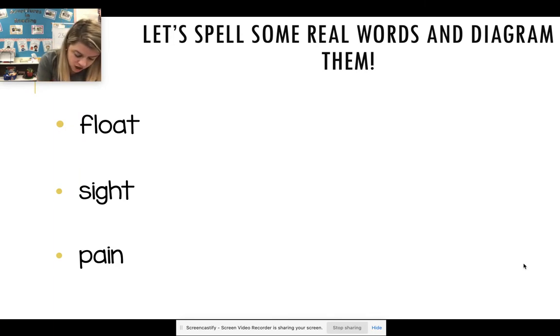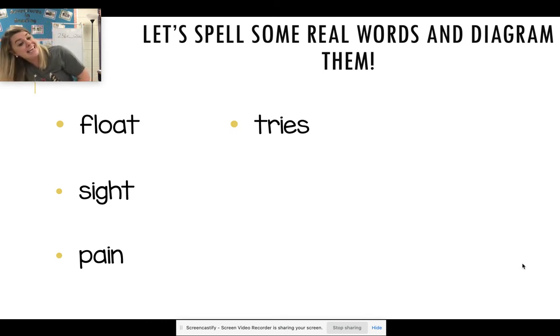All right. Word number 4, tries. Tries. Remember, there's that tricky sound we've been working on too. It is. Now, it used to be a Y, try, but now it doesn't have an S. It is T-R-I-E, where that Y used to be, S. Tries.